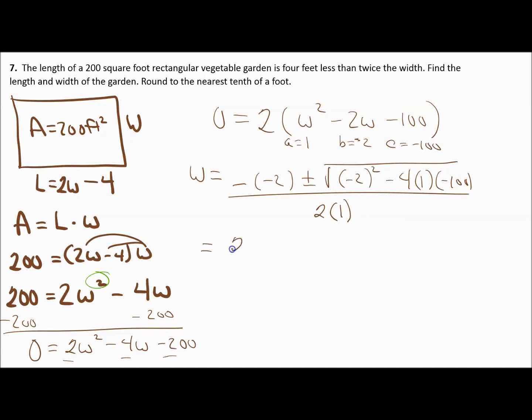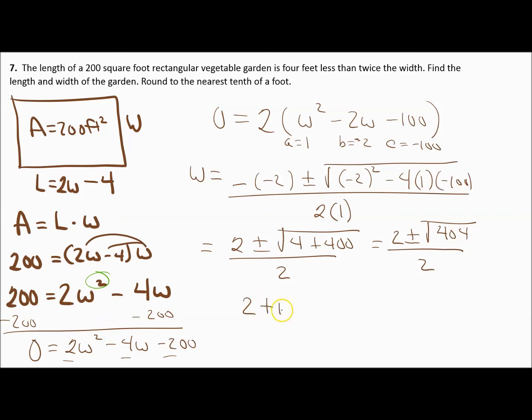I continue on to say 2 plus or minus the square root of 4. And then negative 4 times positive 1 times negative 100 is plus 400, over 2. Continue to the right. 2 plus or minus the square root of 404 over 2. Now listen, I could attempt to simplify this, but the fact is they want our answer rounded, so it's time to plug into the calculator. So I know the plus one is going to be 2 plus the square root of 404 divided by 2. Let's calculate that.